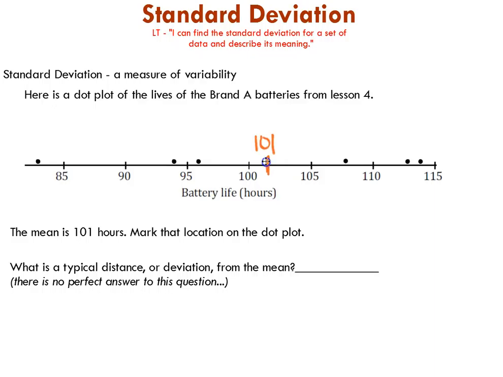And your first job is to take a guess at something. So what is the typical distance or deviation? Because deviation really just means how different something is. So what is the typical distance from the mean? And that's for you to decide. I want you to take a guess at how many battery life hours difference there is between a typical dot from this data and the actual average or the mean. So take a second, guess. I'm not going to guess for you, and then move on.